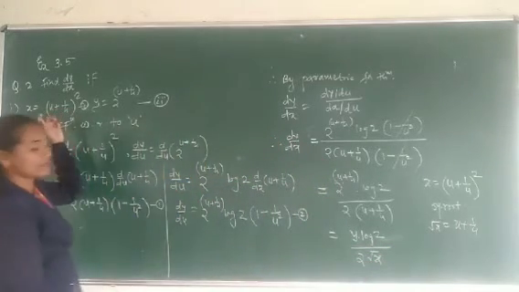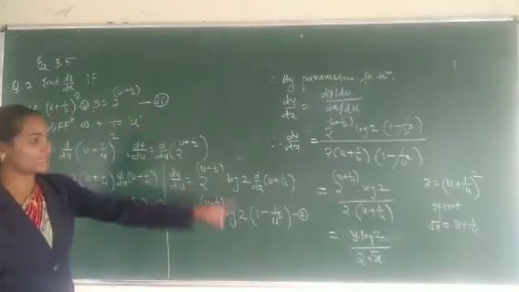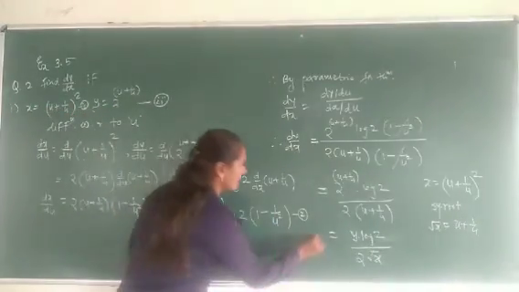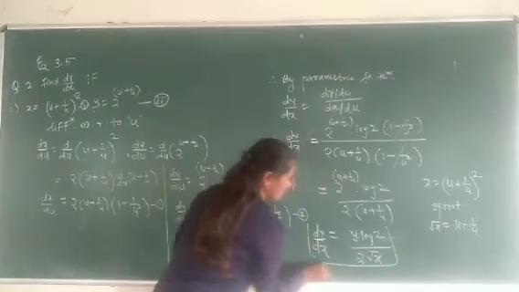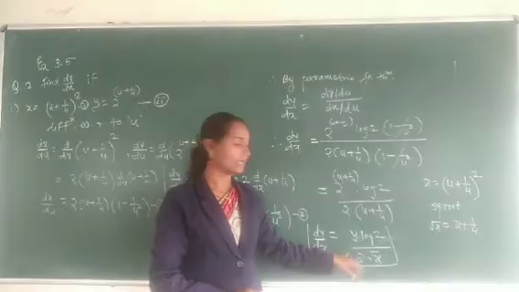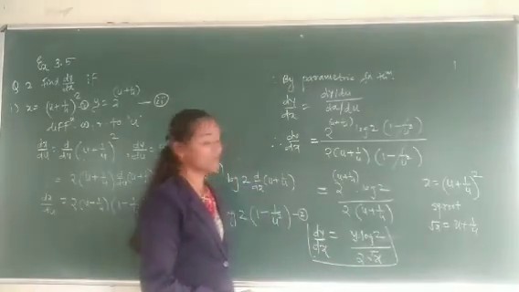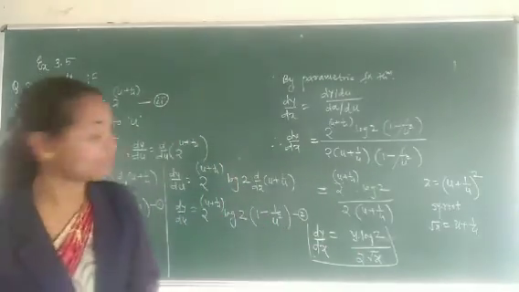Right, from the given, we put the values of x and y here. So we get the value of dy/dx is equal to y log 2 divided by 2 root x. Now we see the second question.